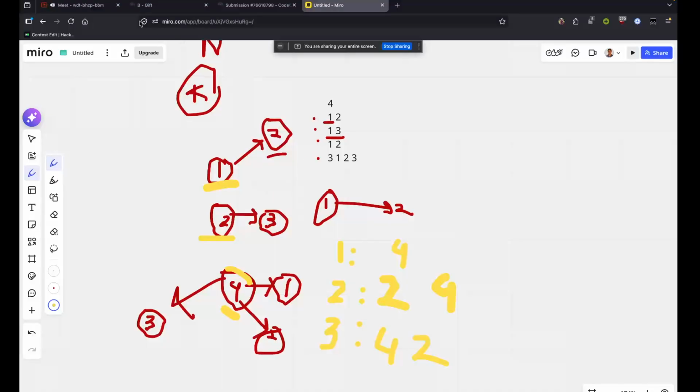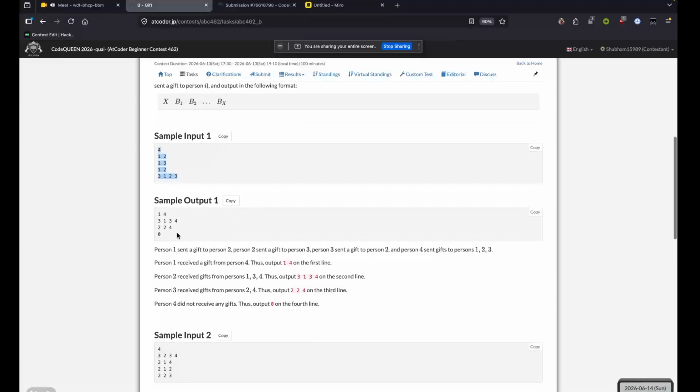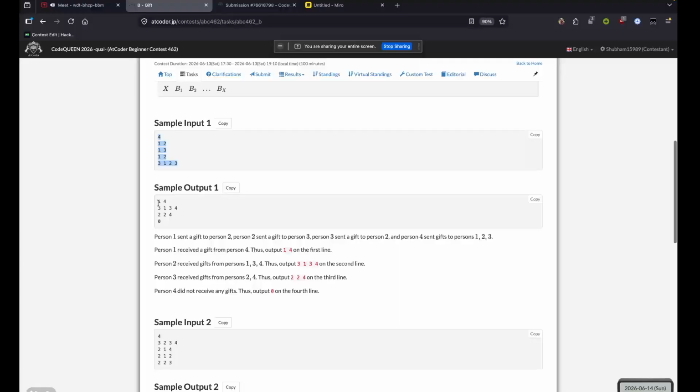Okay. So let's take the answer. What is the output here? So the output is one four.